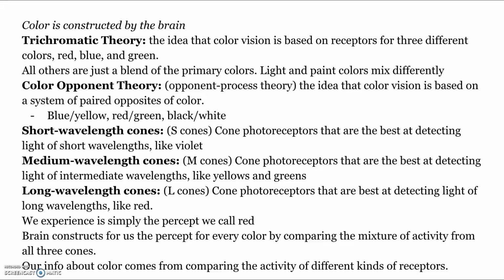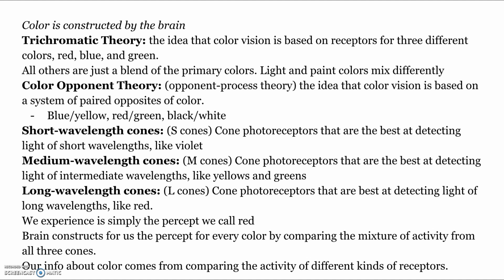Color opponent theory is the idea that color vision is based on a system of paired opposites of color. Short wavelength cones, or S cones, are photoreceptors that are best at detecting light of short wavelengths like violet. Medium wavelength cones, or M cones, are best at detecting light of intermediate wavelengths like yellow and green. Long wavelength cones, L cones, are best at detecting light of long wavelengths like red.